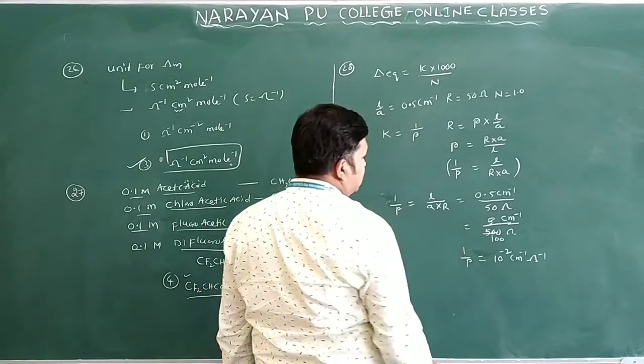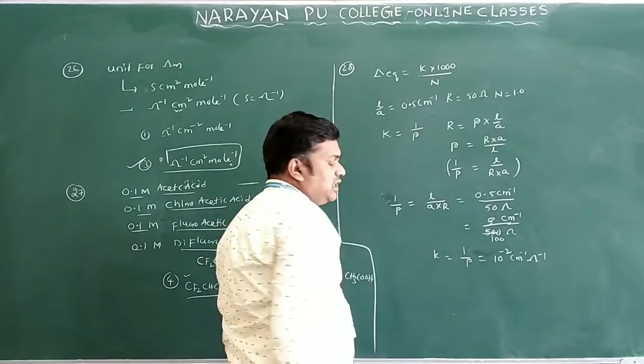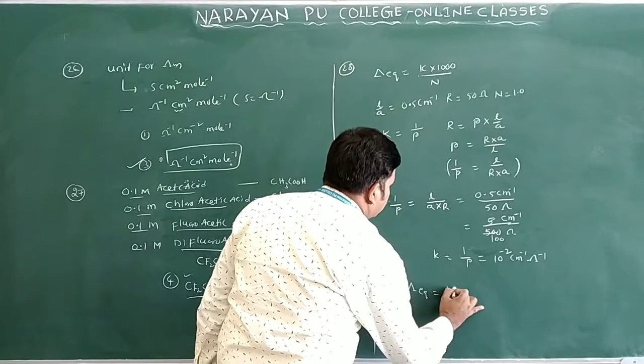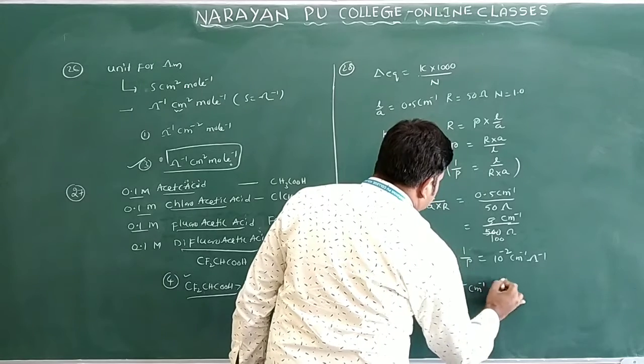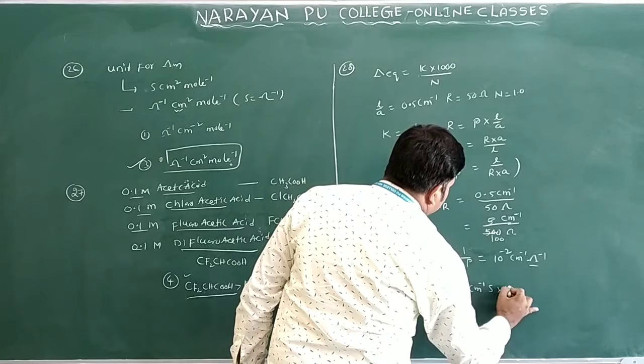Now I want to substitute this 1 by rho value. K is what? 1 by rho. K is equal to 1 by rho, and 1 by rho I got 10 power minus 2. Substitute the values here. So equivalent conductivity is equal to 10 power minus 2 centimeter inverse, ohm inverse, into 1000.